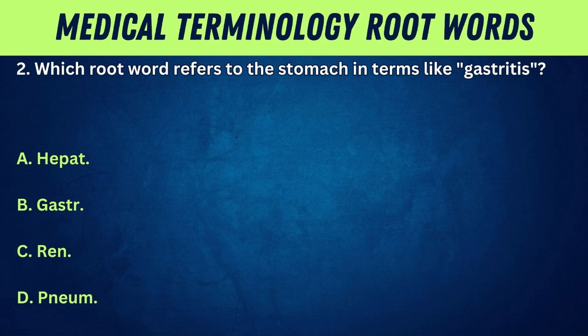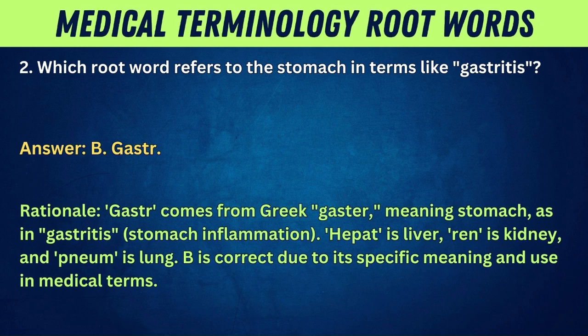2. Which root word refers to the stomach in terms like gastritis? A. Hepat. B. Gaster. C. Ren. D. Num. Answer: B. Gaster. Rationale: gaster comes from Greek gaster, meaning stomach, as in gastritis, stomach inflammation. Hepat is liver, ren is kidney, and num is lung. B is correct due to its specific meaning and use in medical terms.